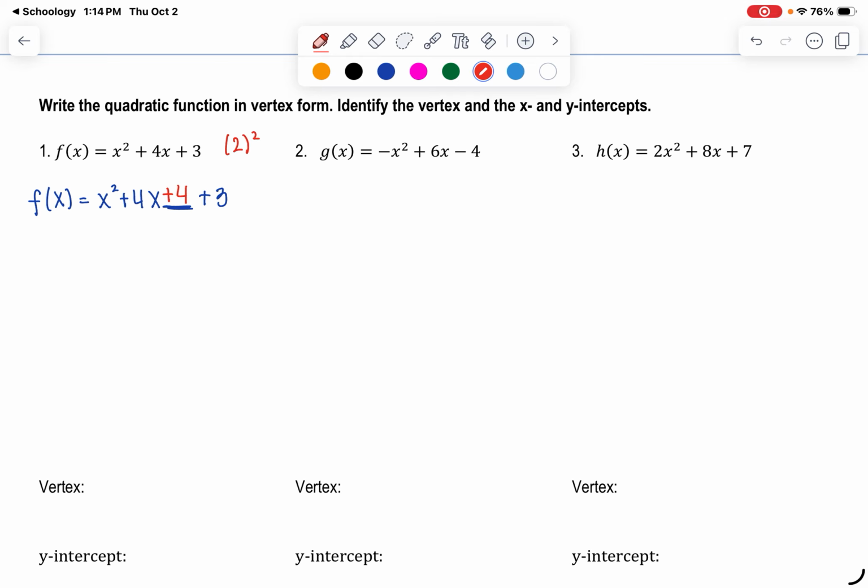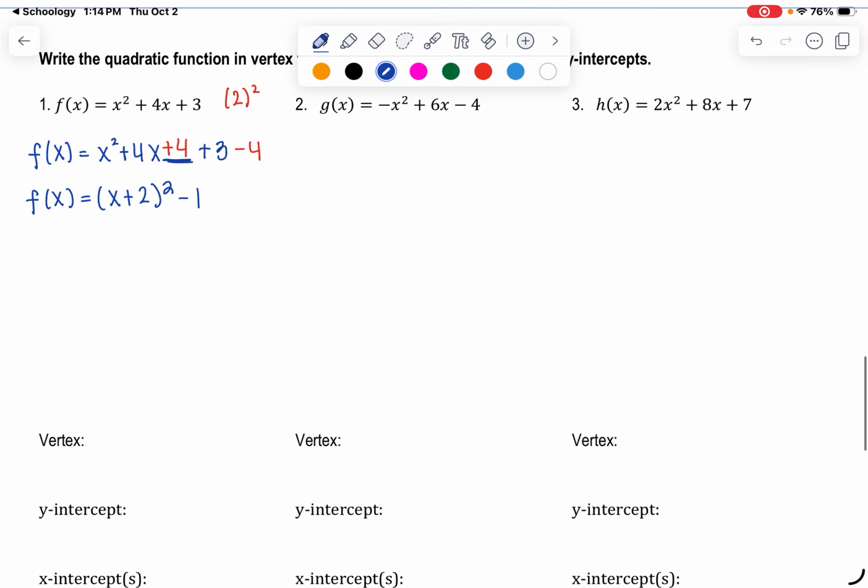Now I would usually add 4 to the other side to complete the square, but I don't want to put anything over there. So instead I'm going to subtract 4 from this side so it's balancing it. Factor that, so I have f of x equals x plus 2 quantity squared, 3 and negative 4 is minus 1. So that's vertex form, right?